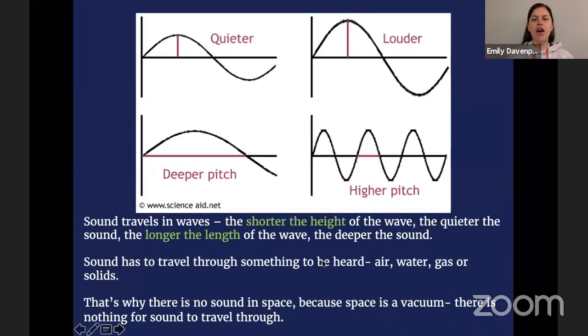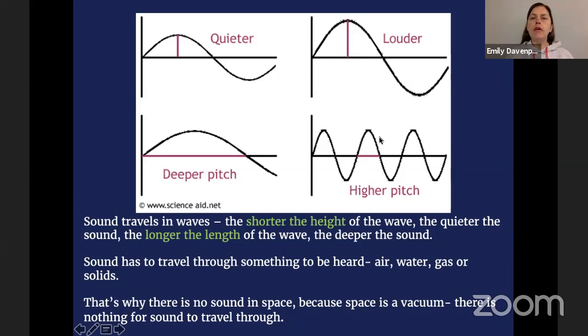So just to talk a little bit about sound in general, sound travels in a wave. These are just a few examples of sound waves. The shorter the height, or what we call the amplitude, the quieter the sound. And the longer the length of the wave, the deeper the sound. So you can see this deeper pitch has one long swoop instead of this higher pitch sound going up and down, up and down, up and down.